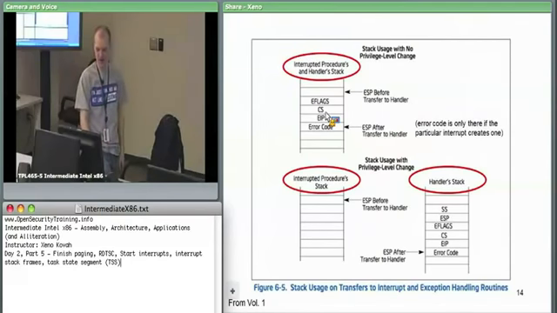So how does the hardware know where the handler stack is? Because it's not in ESP, right? ESP is whatever user space has. How does the hardware find the correct place to push these values onto the stack?